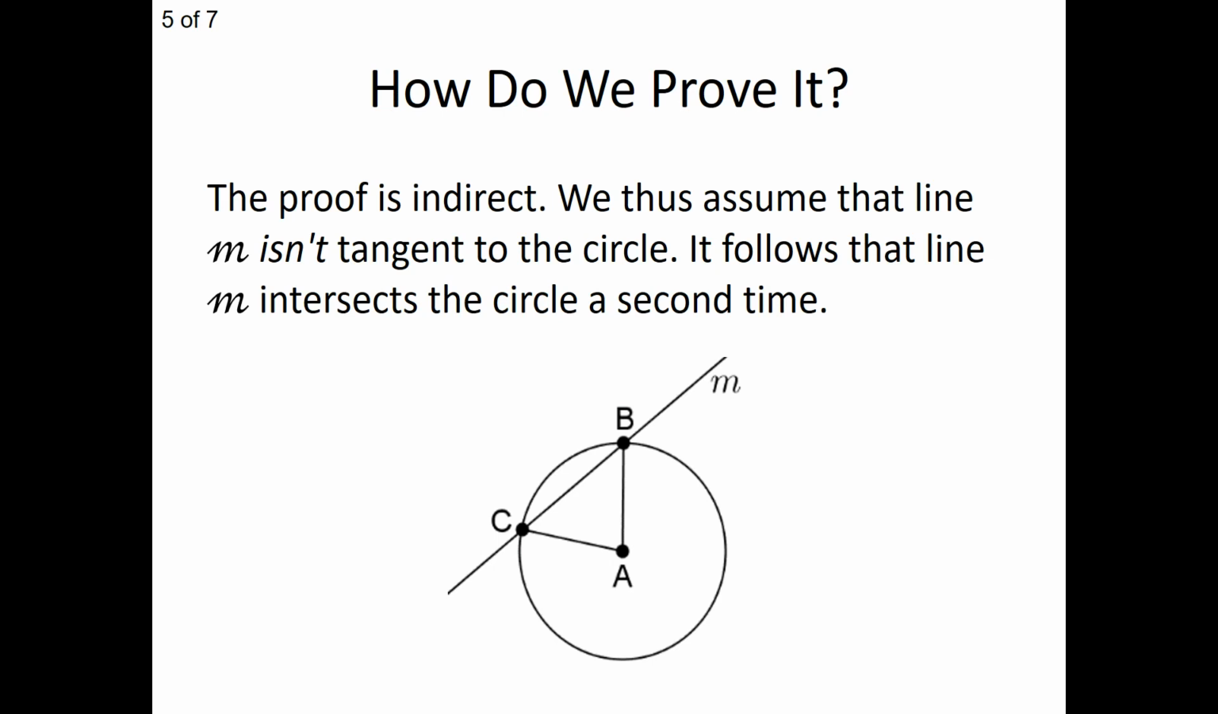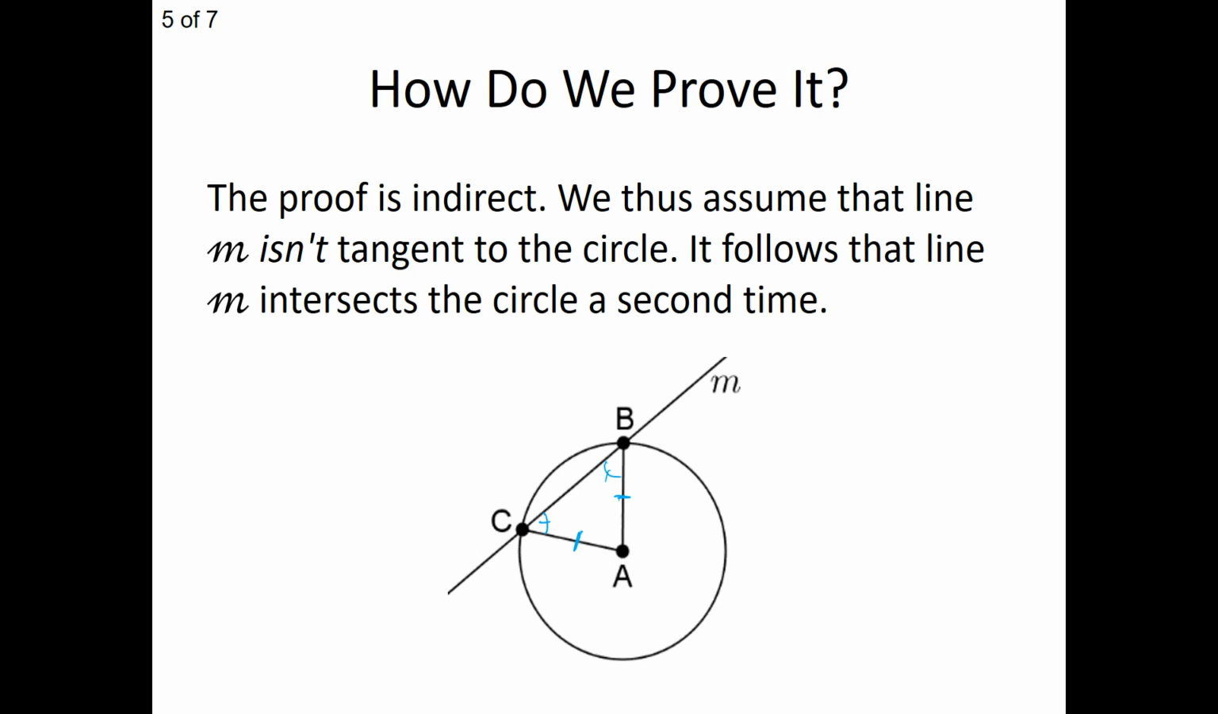Here's how this triangle ABC can't exist. Since we have assumed that M is intersecting our circle now at two points, B and C, we've got two radii. AB is a radius and AC is a radius, which means we can call those two radii equal in measure. What type of triangle do we have on our hands? We've got an isosceles triangle, which means that the measure of angle ACB is equal to the measure of angle ABC, because of the isosceles triangle theorem. But do recall what was part of our given with the original construction of our line M.